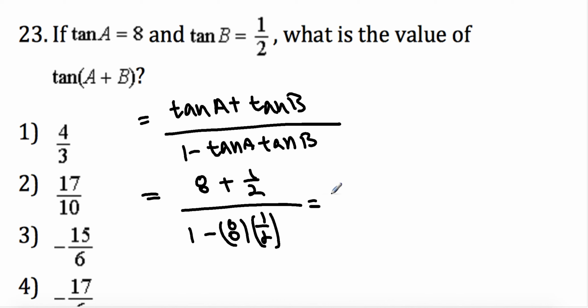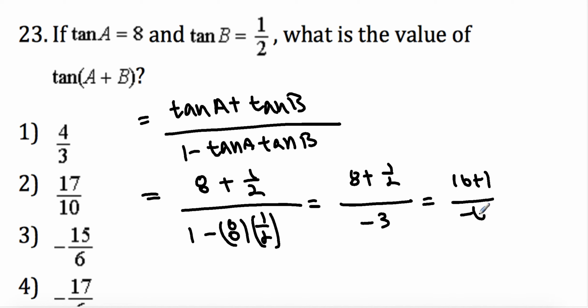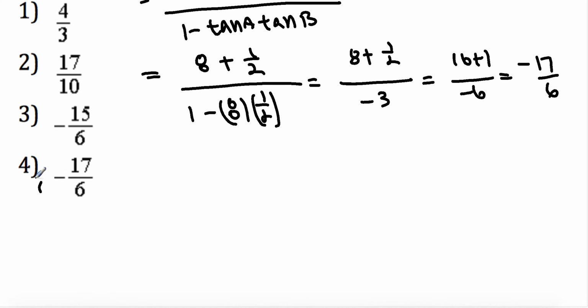Then on the numerator, this is what we end up getting. But on the denominator, we get 8 times 1/2 becomes 4. And then 1 minus 4 becomes -3. But because of the fraction, I'm going to multiply everything by 2, then we end up getting 16 plus 1 over -6, which is equal to -17 over 6. That becomes our final answer, which is choice 4. Seems to be the answer.